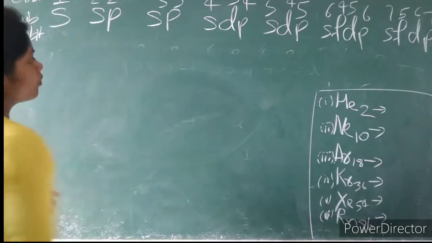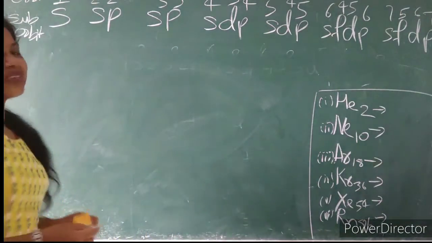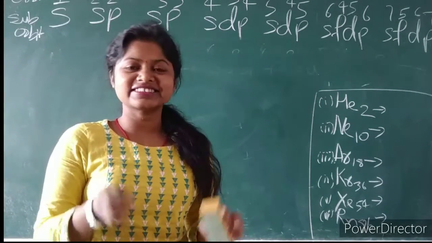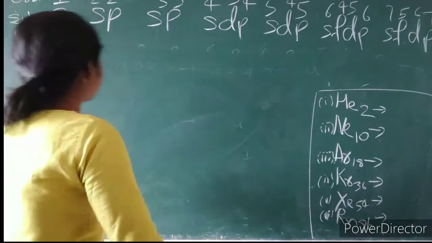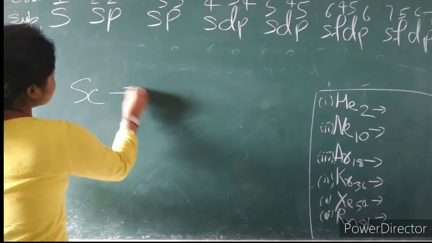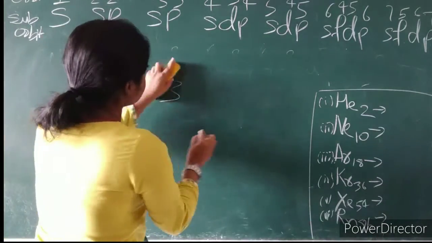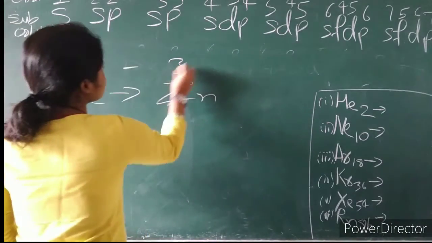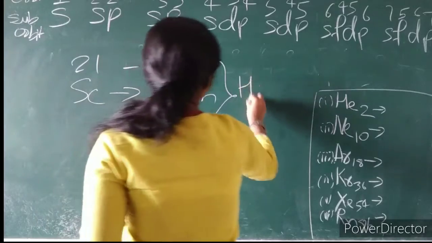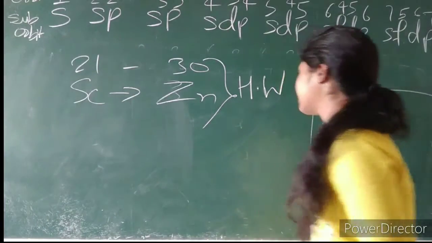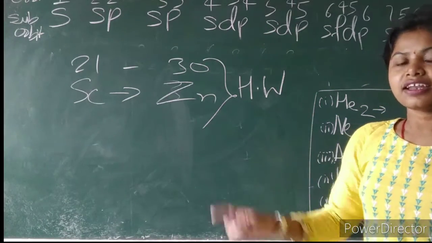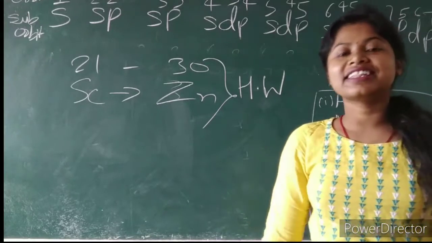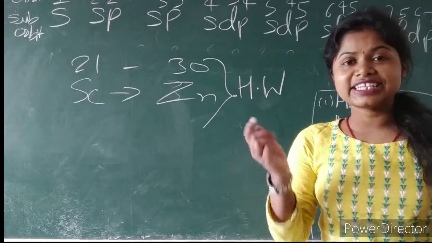Let me give you the homework. I am giving the homework so that you can check whether you have got this point or not. That's the only purpose, nothing else. So scandium to zinc, atomic number 21 to 30. Try writing the electronic configuration in the expanded form or in the condensed form.